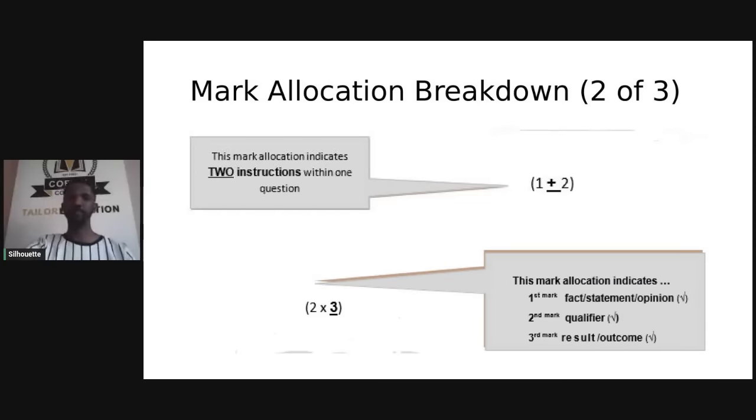And then the next example, it's 2 times 3. The 2 relates to the number of facts, opinions, and statements that you give. And then the 3 relates to the depth, or how comprehensively you have to answer the question. So the first mark goes for the fact, statement, or opinion. The second mark, you qualify. And then the third mark goes to the outcome or the result.